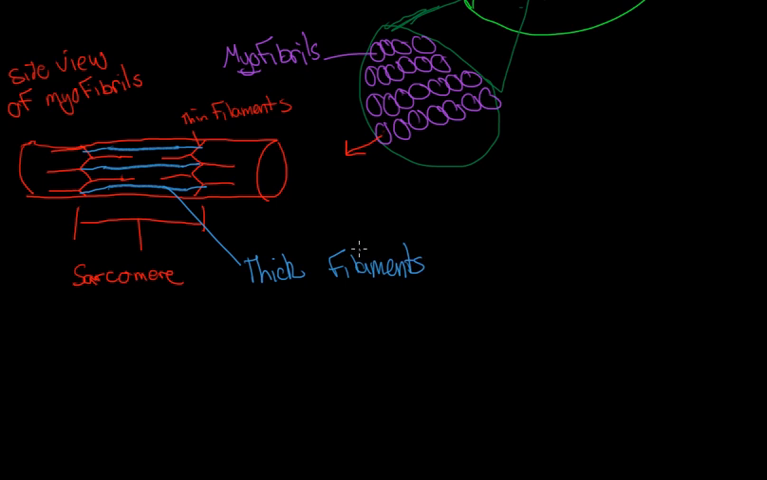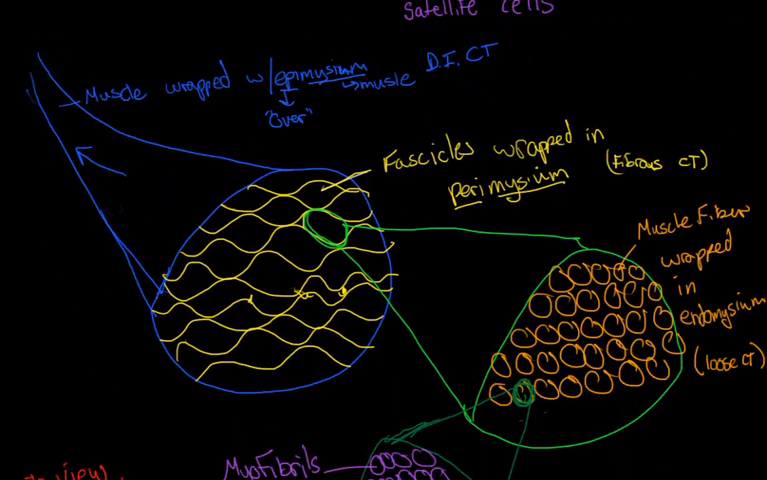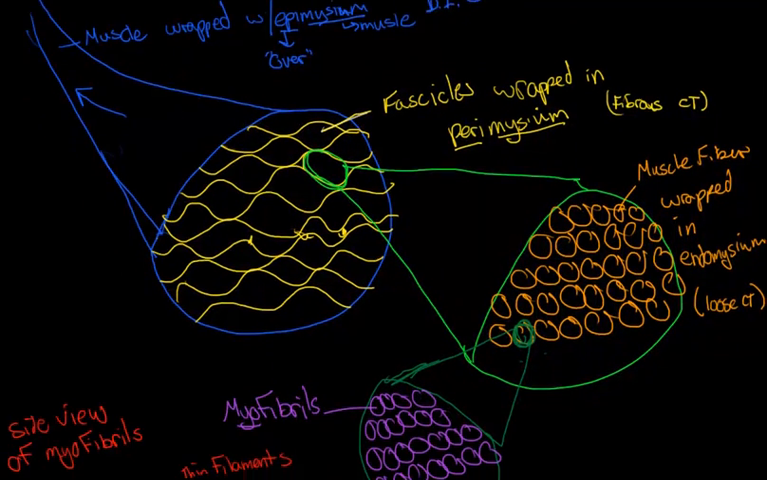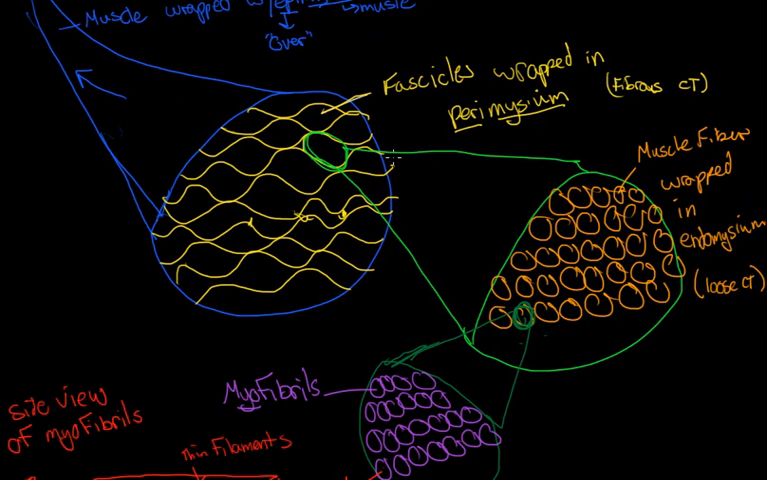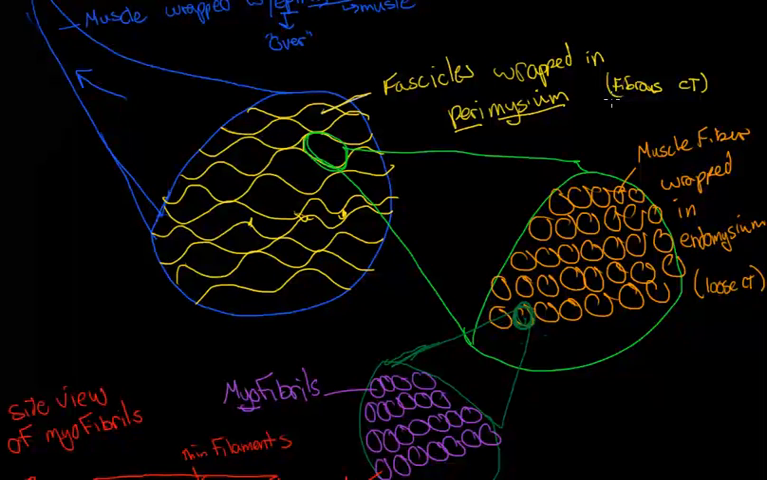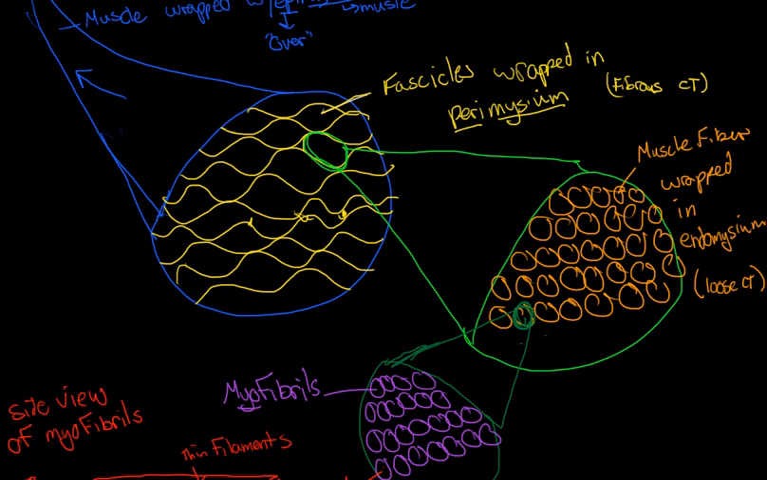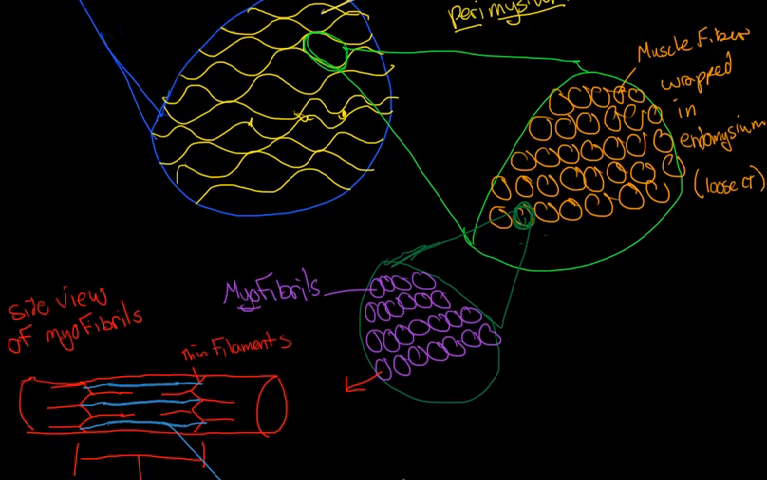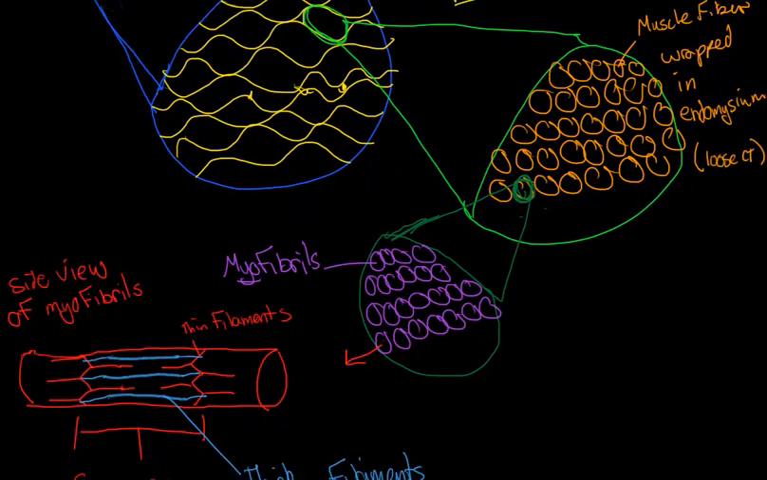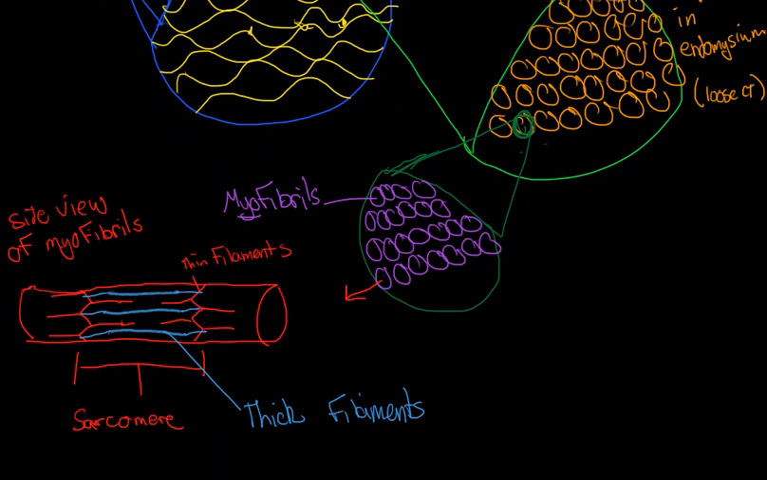So let's run through this one more time. We've got our big muscle here that's wrapped in our epimysium, which is the overcoat of the muscle. We look inside there and we see these bundles of muscle fibers, which are called fascicles, and they're wrapped in perimysium, which is fibrous connective tissue. If we look inside a fascicle, we're going to see muscle fibers. Those muscle fibers are wrapped in endomysium, within the muscle. And that's loose connective tissue and mostly reticular fibers.